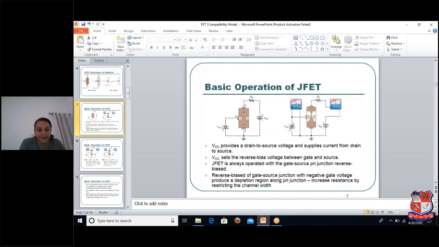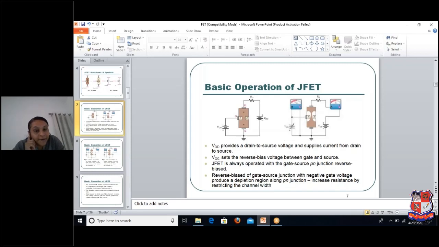Okay, so the first operation is what? Here VDD provides the drain to source voltage, which we already discussed, and supplies the current from drain to source. Whenever you connect the supply in between drain and source, what happens? The drain current will flow. How will the drain current flow? Can you see the terminals here? The drain terminal here, the connection is in the form of metal, right?